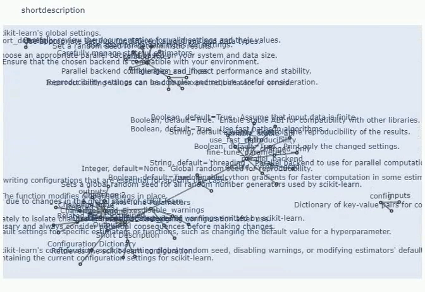Ensure that the chosen backend is compatible with your environment. Make sure the backend you choose is installed and works correctly within your environment. Challenge: reproducibility settings can be complex and require careful consideration. Reproducibility settings need careful attention to ensure consistent results across different runs.